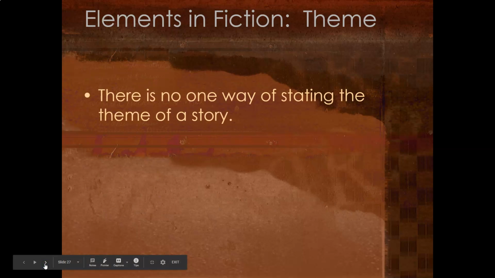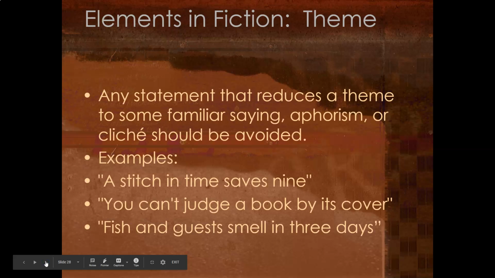And there is no one magical way of stating a theme. But you want to make sure that you don't make a statement that reduces a theme to some familiar saying, an aphorism, or a cliche. Some examples include a stitch in time saves nine, you can't judge a book by its cover, fish and guests smell in three days. So we don't want to say something that is so overused, like you can't judge a book by its cover, that it really has no meaning anymore. We want to dig much deeper to look at all of the considerations presented to us in the story to come up with our theme.